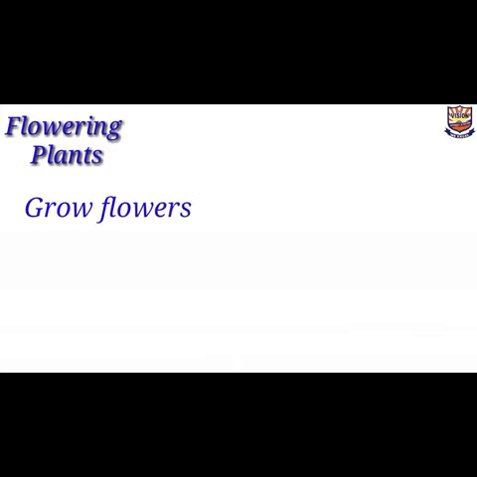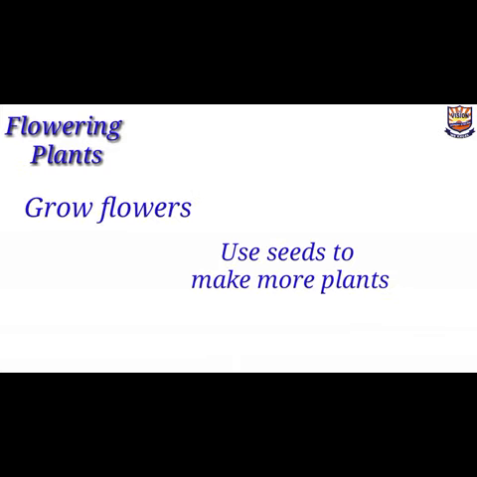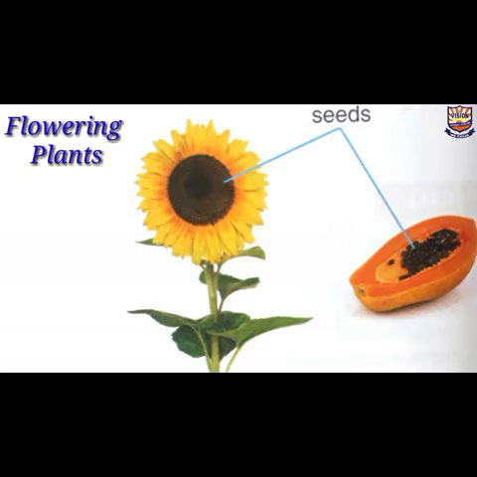The plants which grow flowers use seeds to make more plants. This is a very large group of plants. The seeds of flowering plants are enclosed in fruits or flowers and are called angiosperms. Flowering plants are further divided into two main groups on the basis of their seed structure.